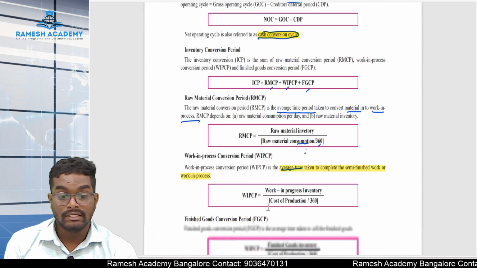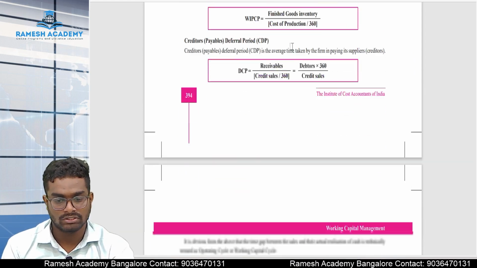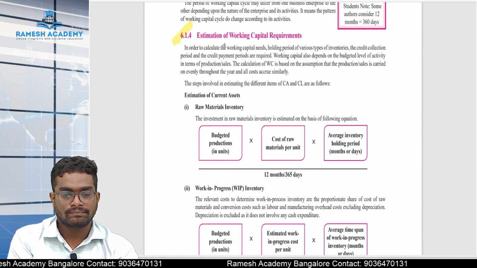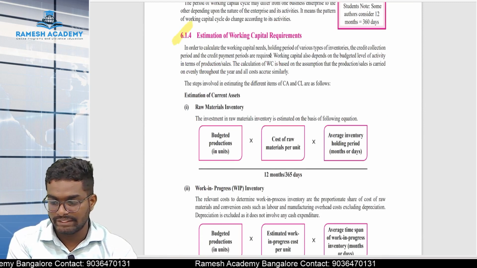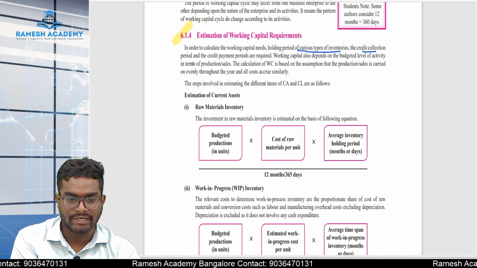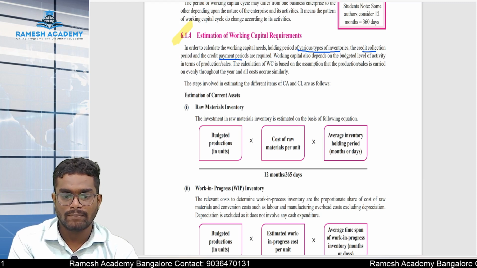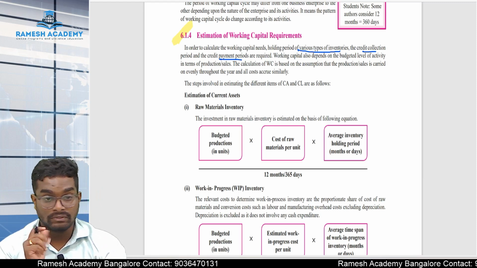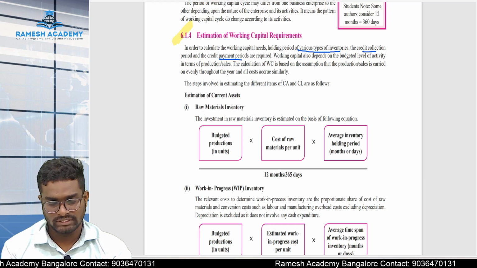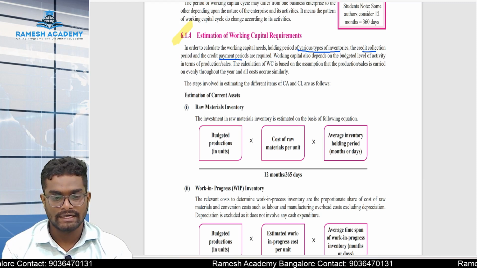Now we will see the estimation, how much amount of working capital we have to maintain on a daily basis. That also we should see now. Estimation of working capital. In order to calculate the working capital needs, holding period of various types of inventory, collection period, credit collection period, credit payment period are required. We have to check the holding period of inventory, how much amount of inventory will be there, what is the credit period given to our debtors, and what is the payment term in case of a creditor.